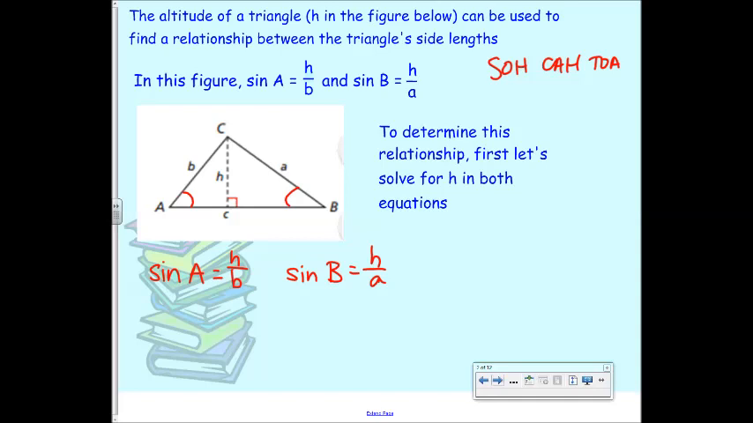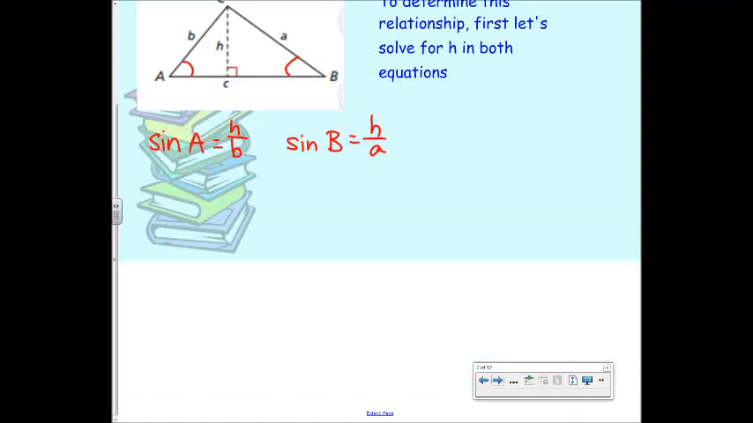Now, take a look at these. Do they have anything in common? They both have an h in common. So let's solve this for h and see what happens. How would I solve this for h? What would I do to get rid of the b here? Times b. So if I multiply by b here, what do I do over here? What happens here? That's gone, and what do you have left? h equals b times sine A.